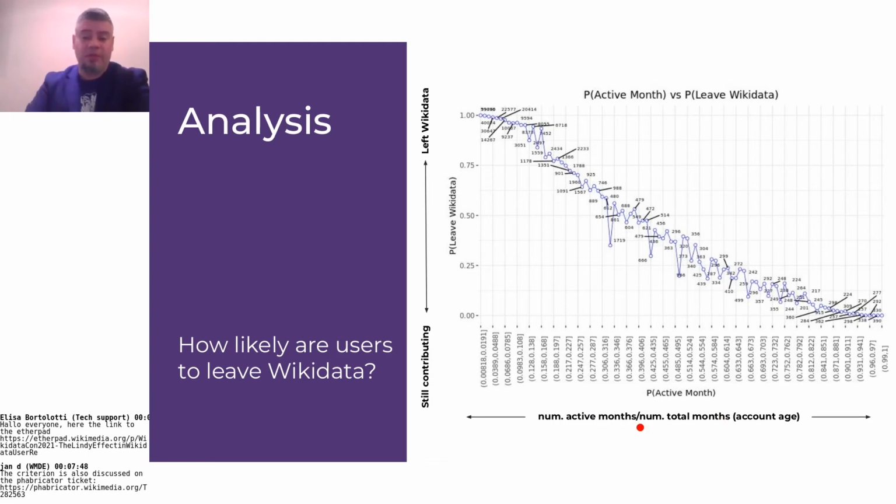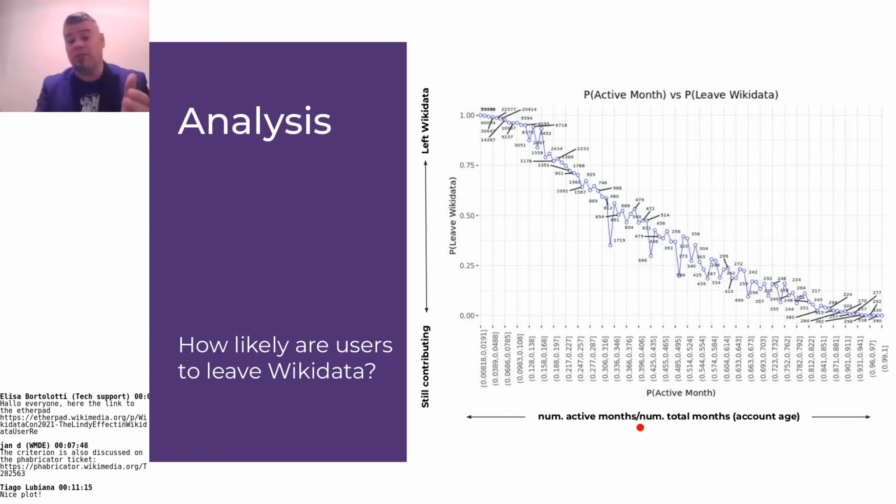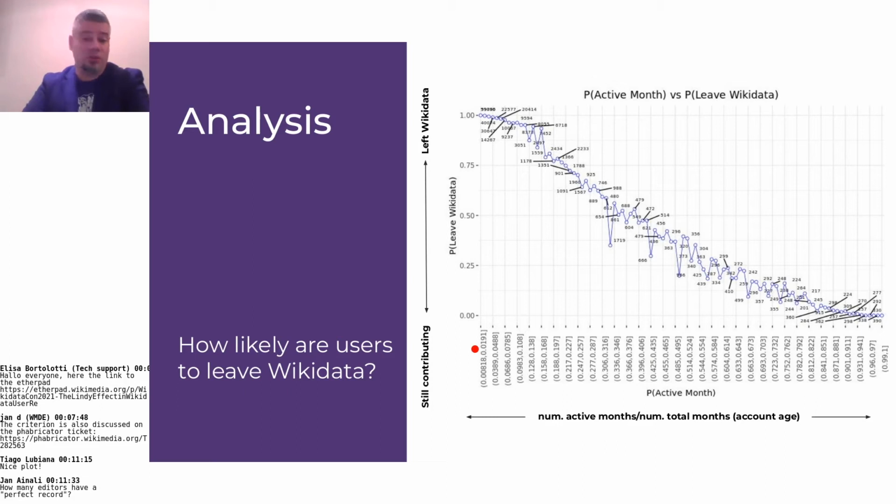That is simply, you take the whole revision history, and now that's a sequence of zeros and ones, recoded. 0 is an inactive month, 1 is an active month. We simply count how many active months were in a given user's revision history, and we divide that by the account age, by the length of the history. So what you get is a proportion, which is exactly a probability, and we can see here that there is, again, a regular relationship between the probability of being active in a given month and the probability to leave Wikidata. People who are more active simply have higher chances to be still with us, still contributing to Wikidata.